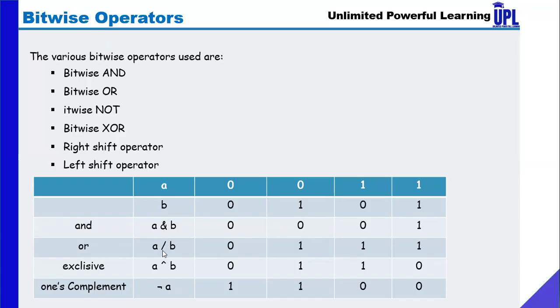Similarly, OR. OR means any one true, right? Any one true. So now if you go through 0, 0, 0, 0, 1, 0, 1, 0, 1, 1, 1, 1. That means either A or B has 1, a true flag, and we got 1, 1, 1, 1. So this is called the OR flag. That is a bitwise OR actually.